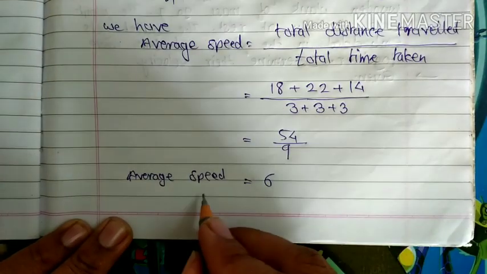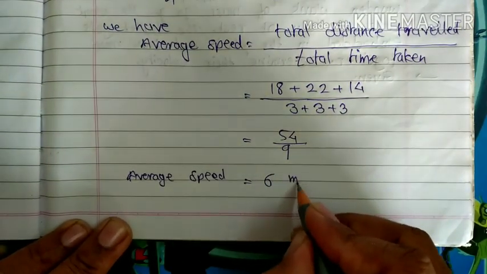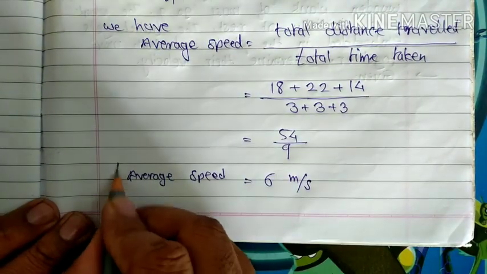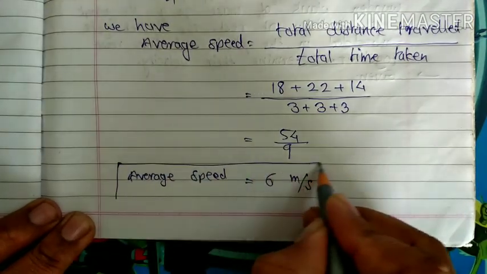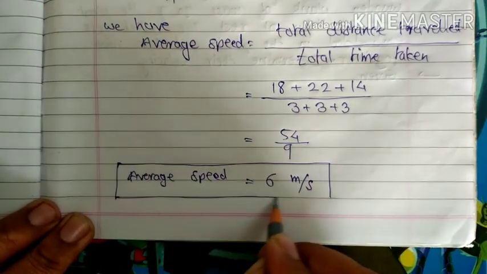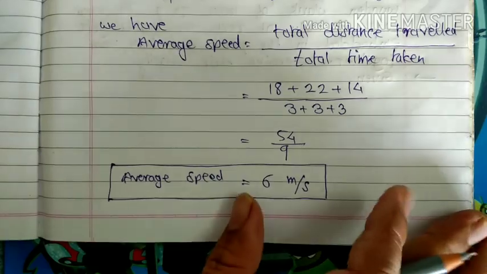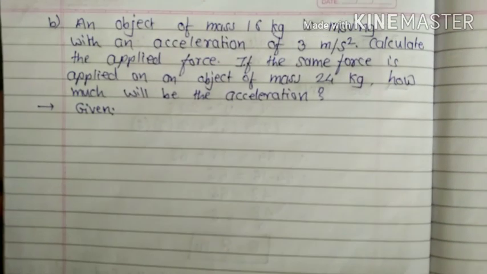So 6, what is the unit of speed? It is meter per second. So average speed is meter per second. This one is our final answer. Let us see the next question.